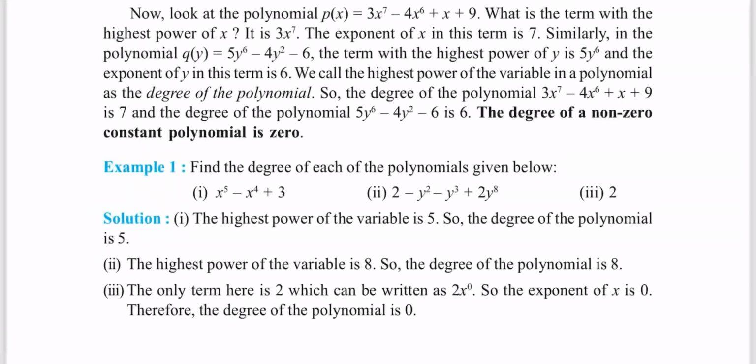Last one, 3. The only term here is 3, which can be written as 3x raised to 0. x raised to 0 means 1. So the exponent of x is 0. Therefore the degree of the polynomial is 0.